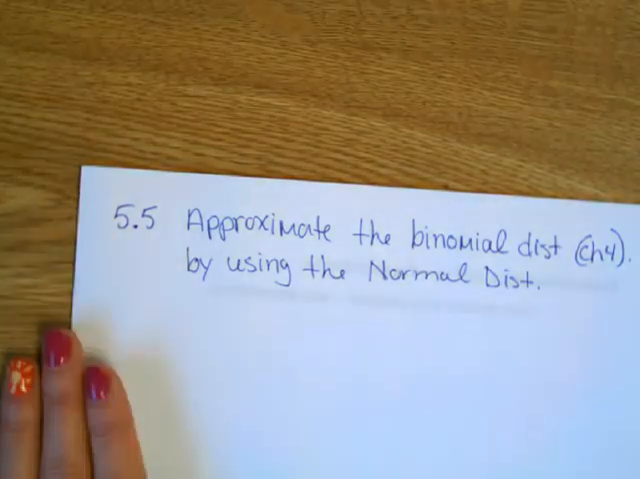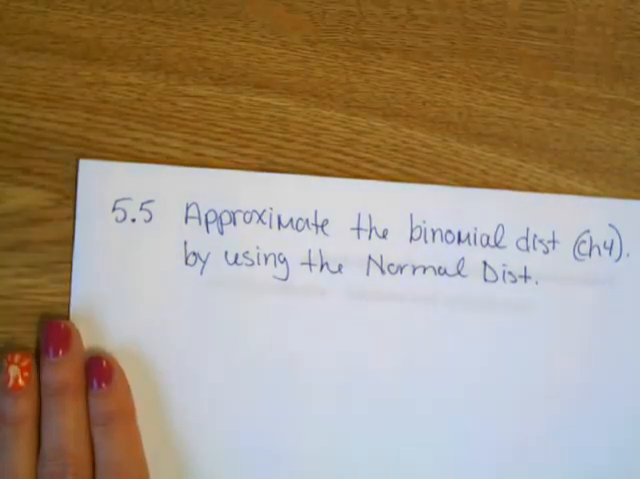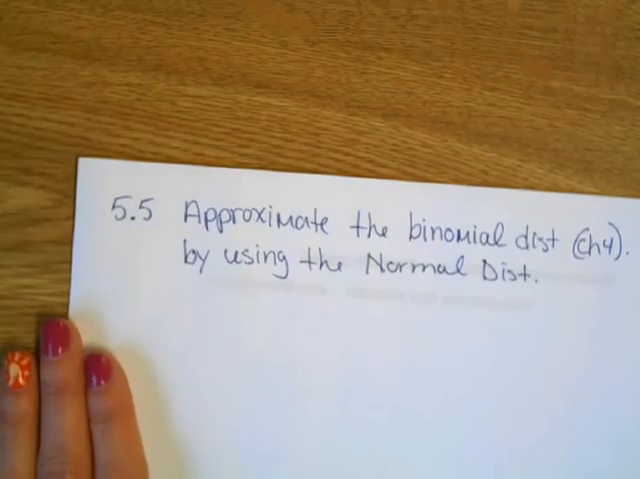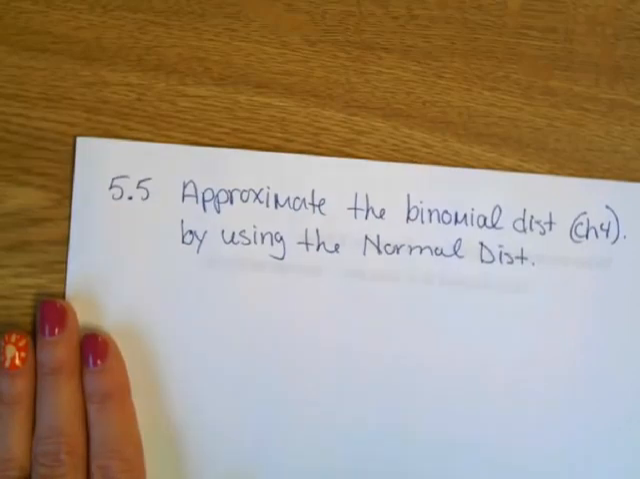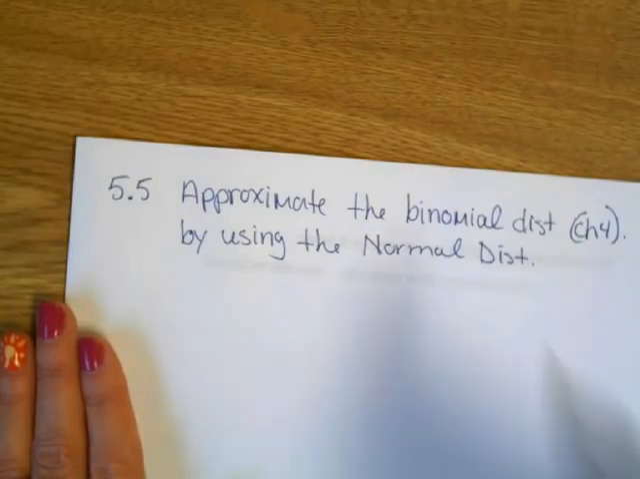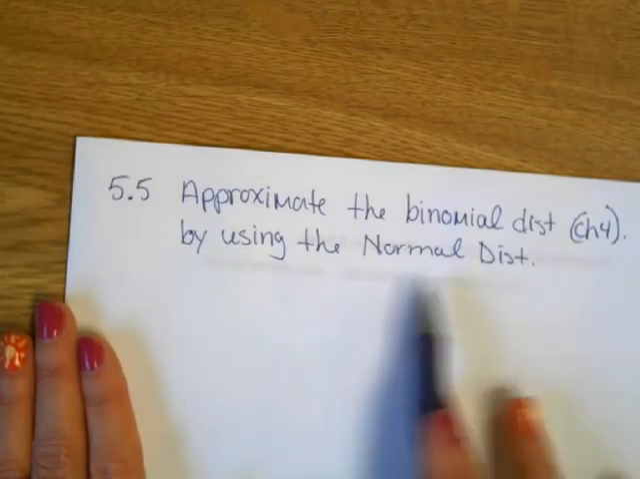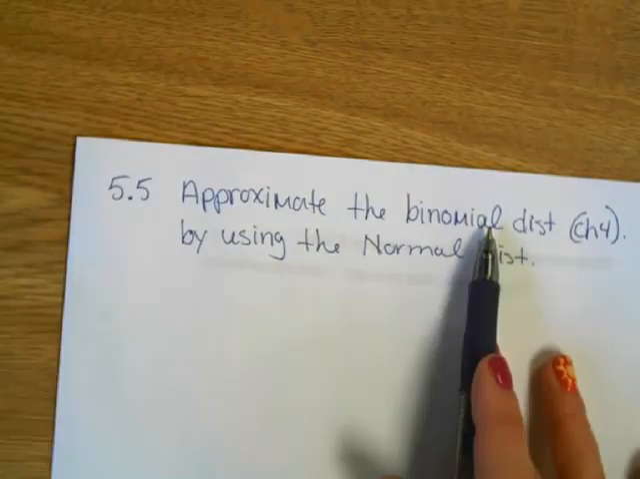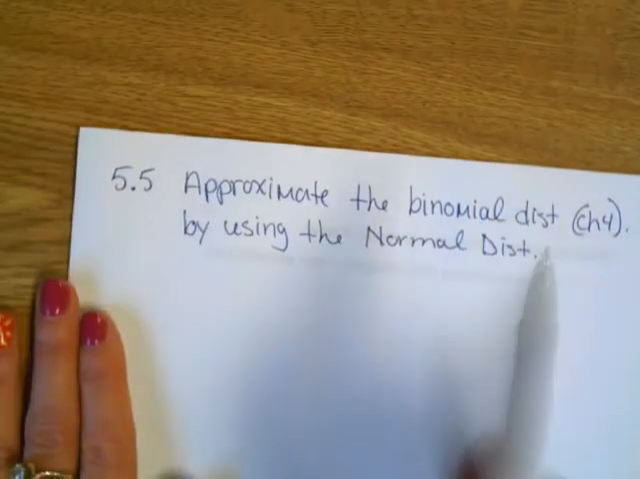Remember when we were doing that by hand? Say you're taking a 10-question multiple choice test and you wanted to get at least 8 correct, we had to use the table and add it up. Or maybe 6 correct, and you had to add up 6, 7, 8, 9, 10 successes. If we could use the normal, it would just be much quicker. So this is just kind of a shortcut instead of using that binomial. But I do want to review the binomial real quick.